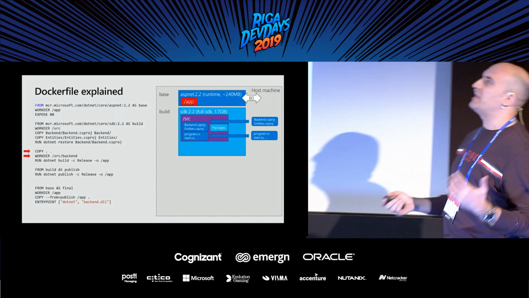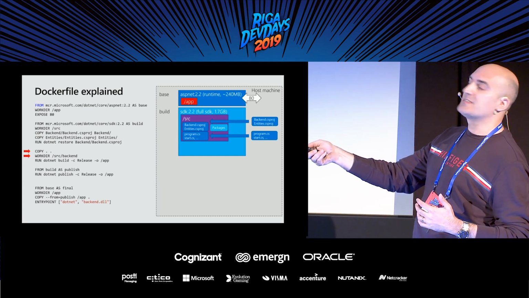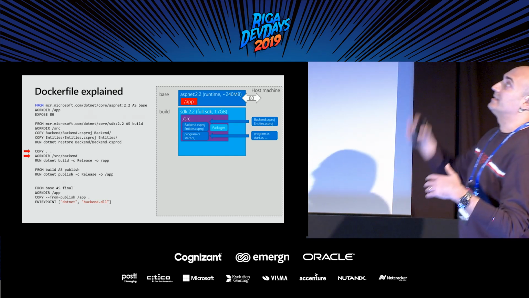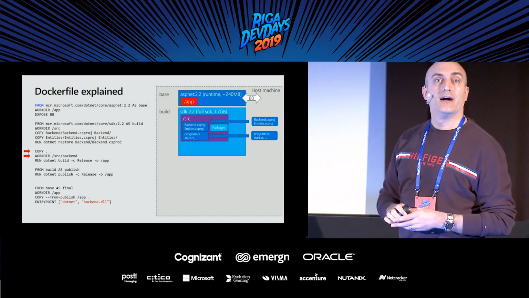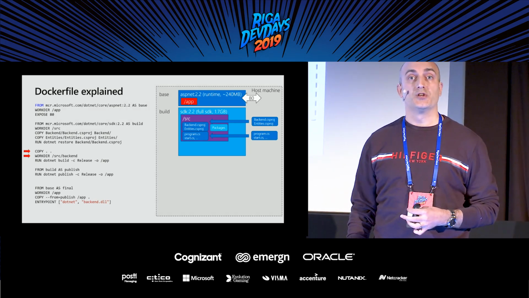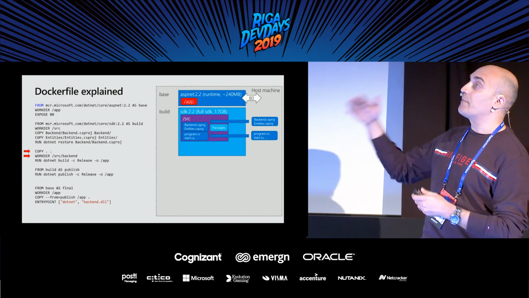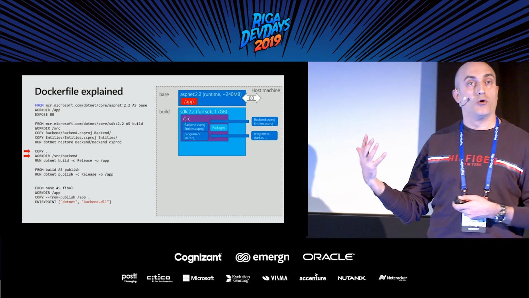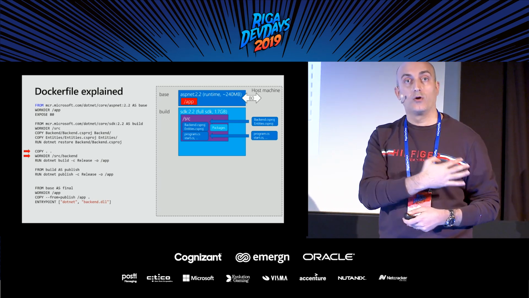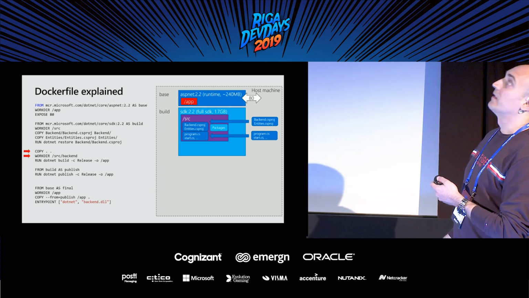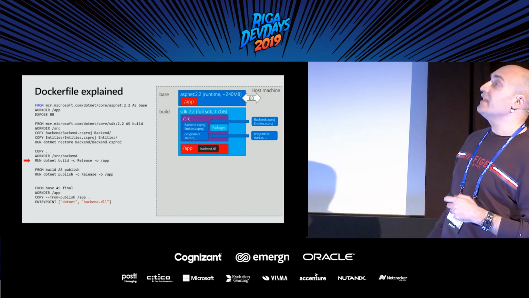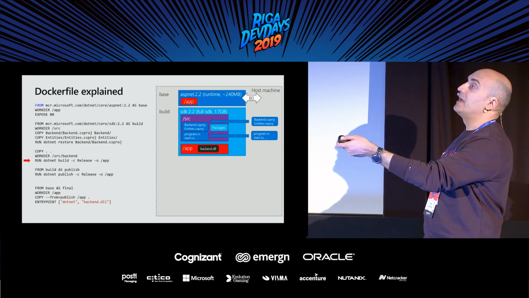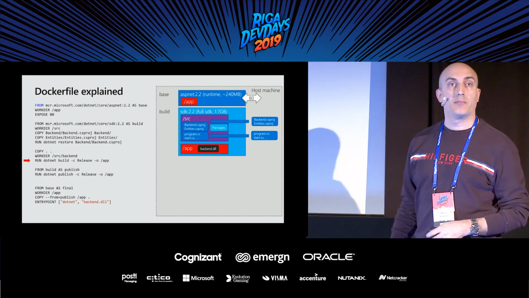The next step is a copy. What the heck does it mean? The first argument is my localhost, okay? And the second argument is the current directory in the image. So what I'm basically doing here is copying the entire directory of source code that I have on my local machine onto this image. And then I do a dotnet build selecting /app as the output for my application.